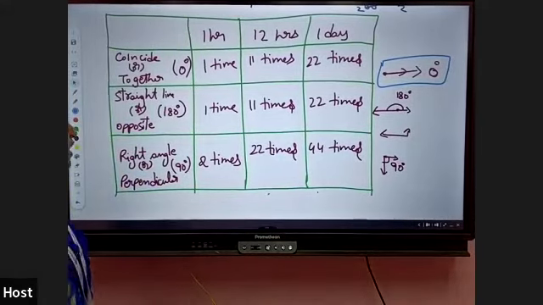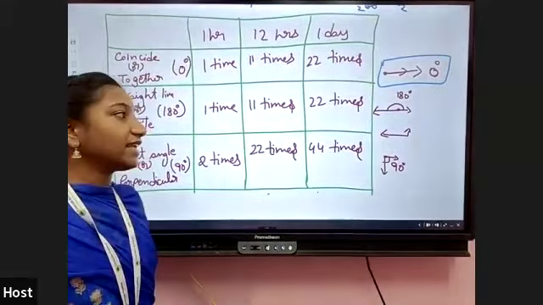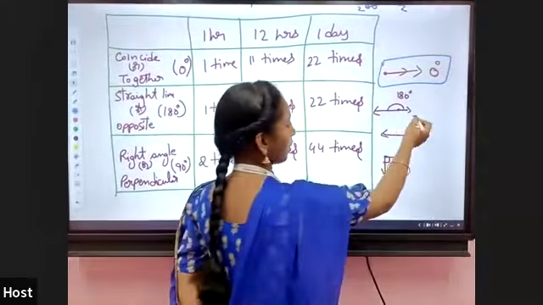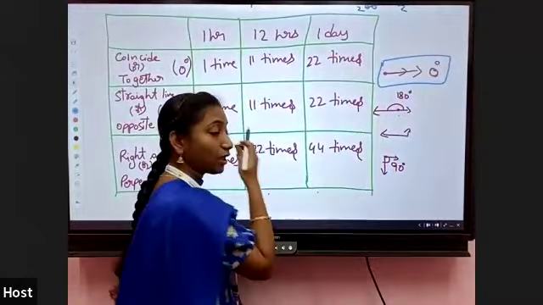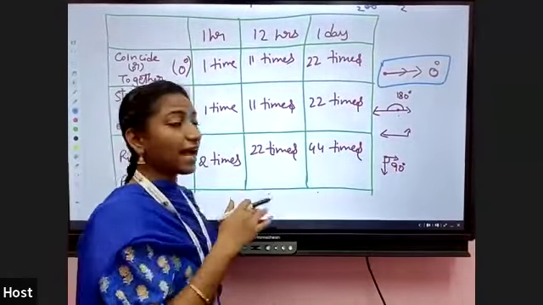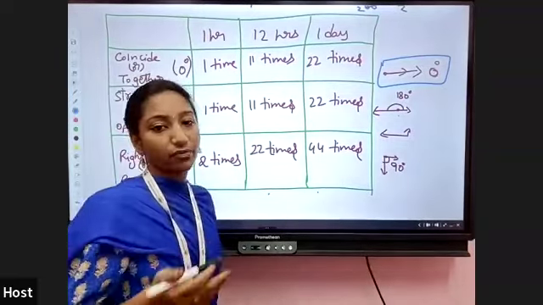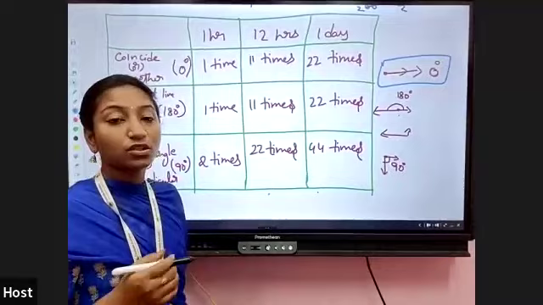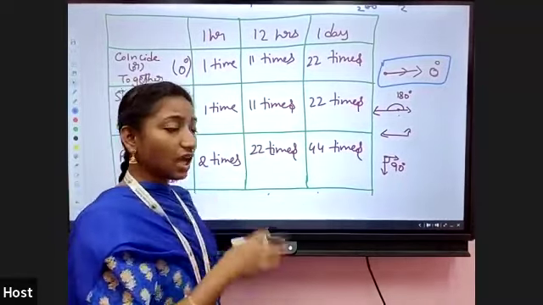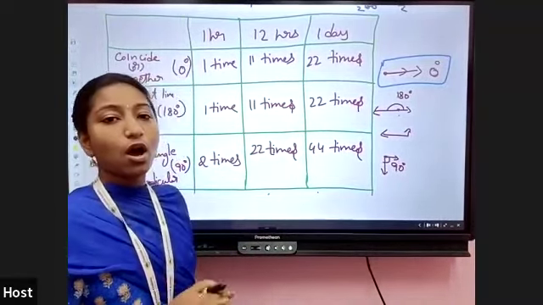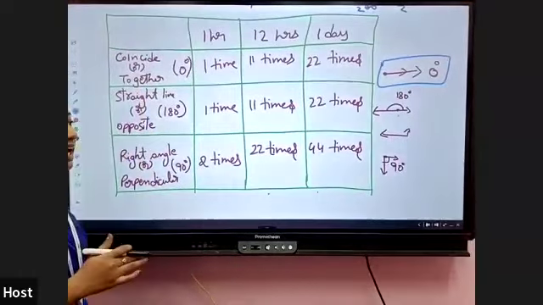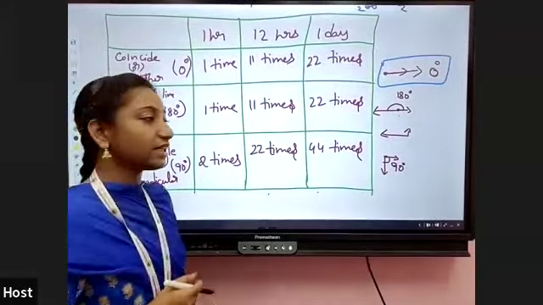And coming to the next, straight angle or opposite. Straight angle means the small hand, the hour hand, and the minute hand will be opposite. So the angle between the hour hand and minute hand is 180 degrees. For 1 hour it will form one time. For 12 hours it will form 11 times. And for 1 day or 24 hours it will form 22 times. So 22 times in a day, the hour hand and minute hand will be opposite or in a straight line. That means the angle between the two hands is 180 degrees.